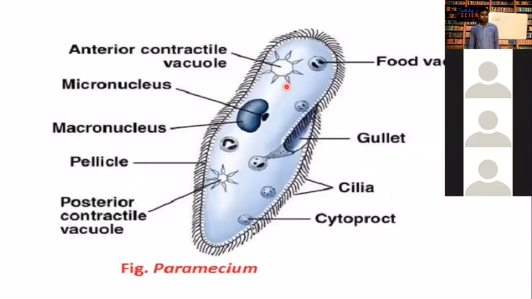Yes, this is paramecium. What is the name of this unicellular organism? Paramecium. So can anybody tell me what is the locomotory organ of paramecium? What do they use to move from one place to another place? You can switch on the microphone and tell me, what is the locomotory organ of paramecium? Cilia. Yes, very good. Cilia is the locomotory organ of the paramecium.